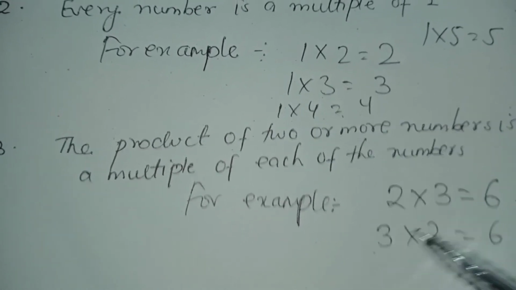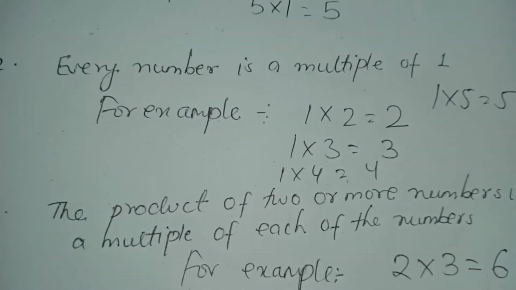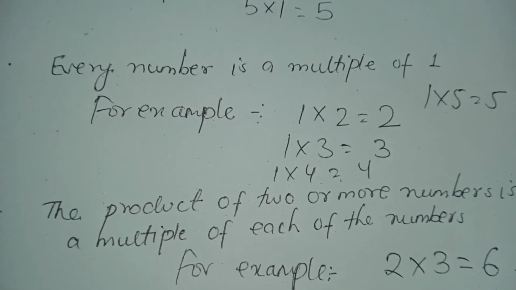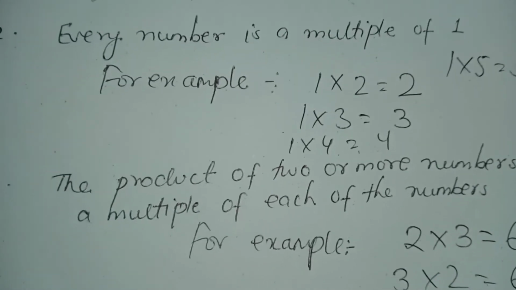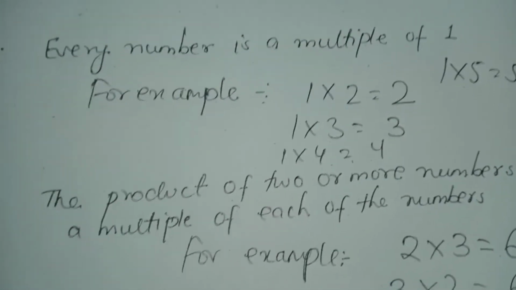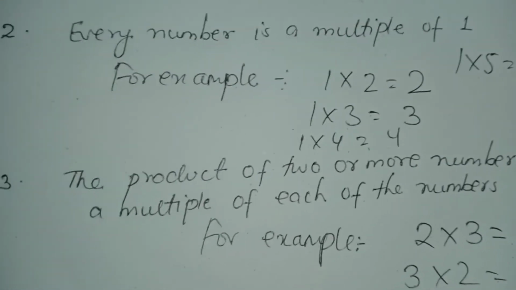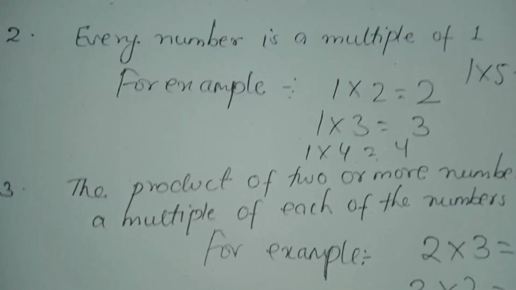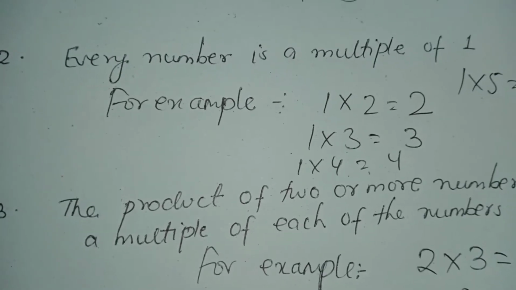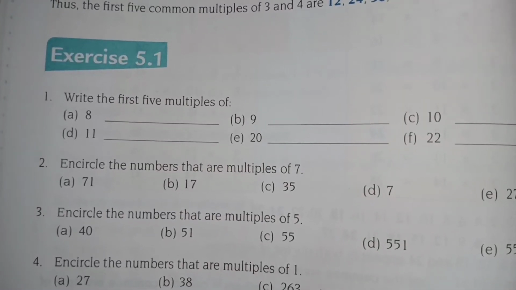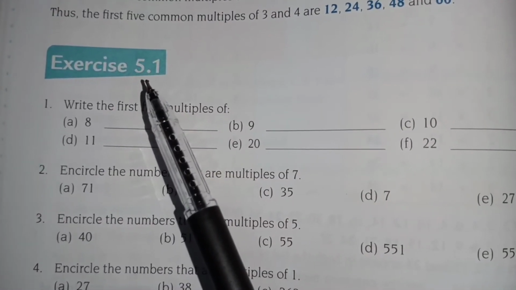Okay. So I hope you have understood the properties, and I think you have understood the multiples. Multiples are very easy. You just need to learn the table, and it will become very easy for you to do the multiples and factors. So now let's start our exercise 5.1.